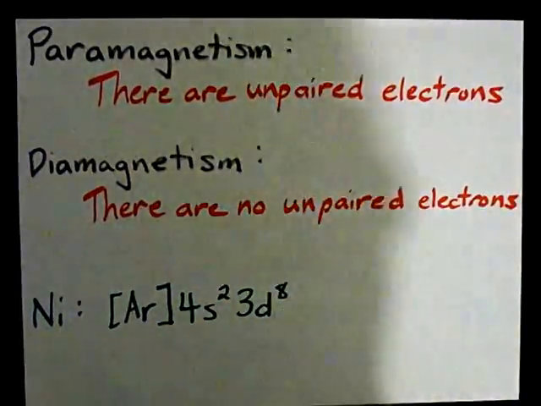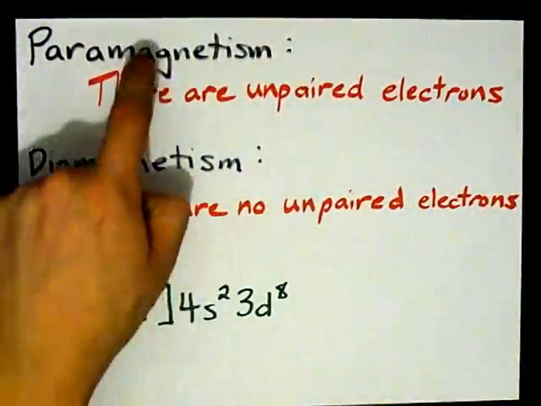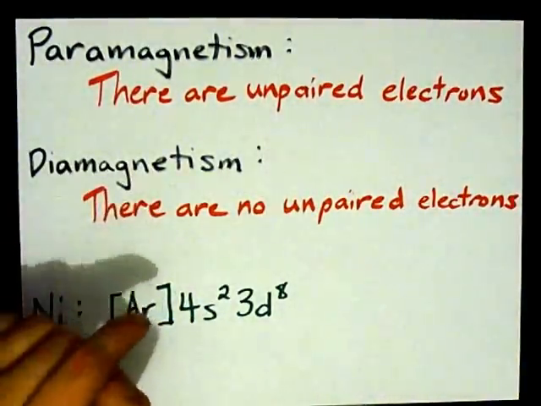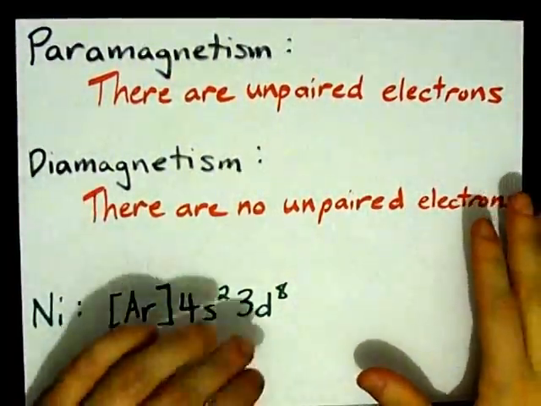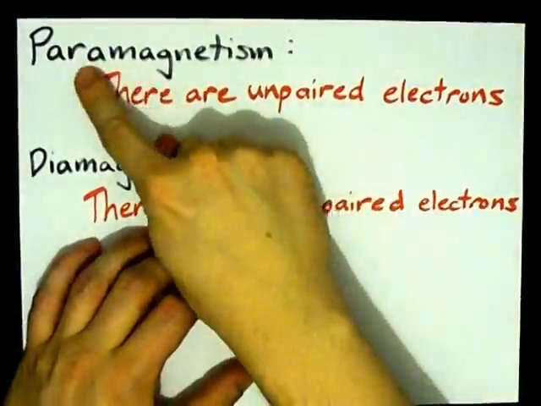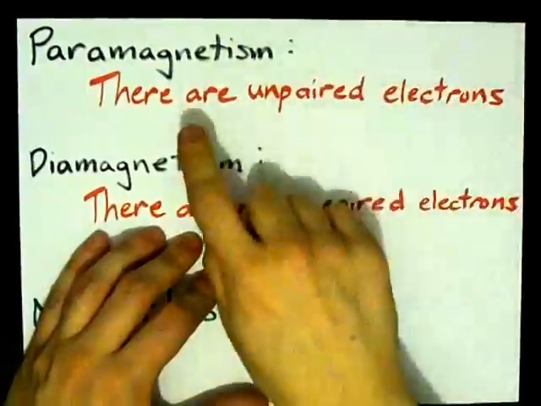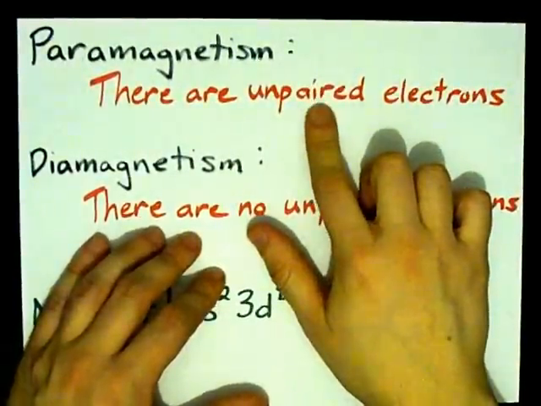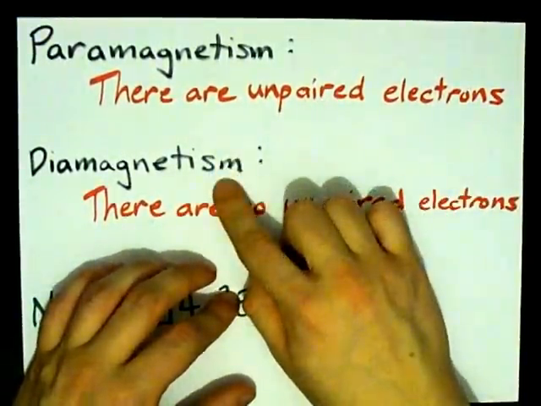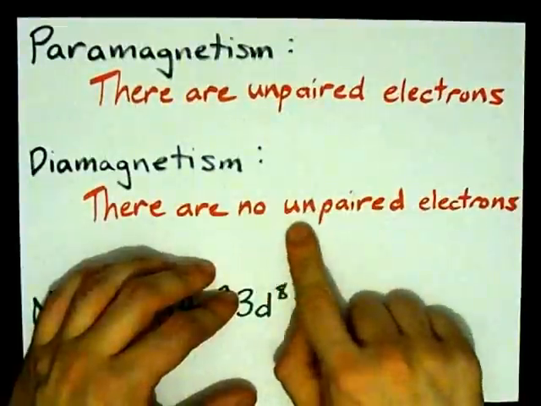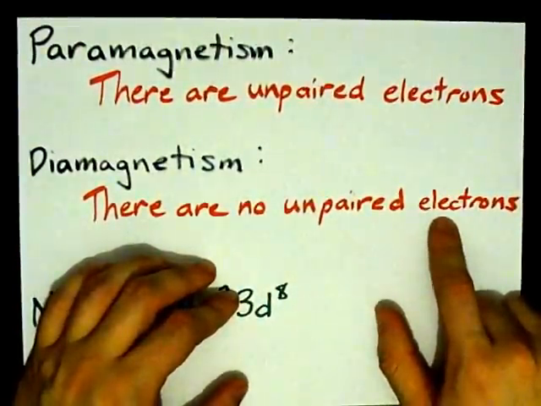All right, here we're going to talk about paramagnetism and diamagnetism. It's a really easy concept. Let me show you what's going on. Paramagnetism is a word we use to describe atoms or molecules that have unpaired electrons. And diamagnetic is the word we use when there are no unpaired electrons.